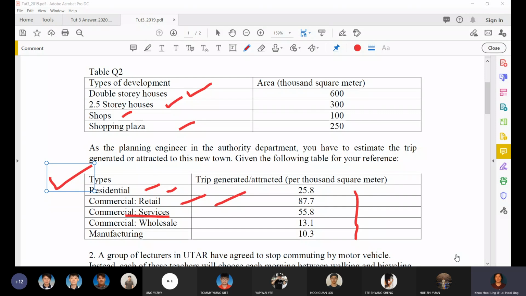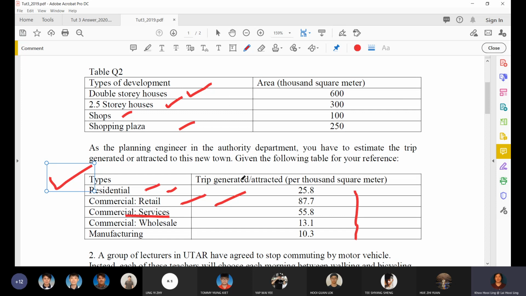Because there is no perfect manual in the world, somehow we will have some cases that are not really inside our manual. Like in Malaysia, also the same. We have mixed development, right? The mixed development is not in our manual. If you see the trip generation, we have commercial, we have residential, but we don't have mixed development. So sometimes we may need a little bit of our judgment.